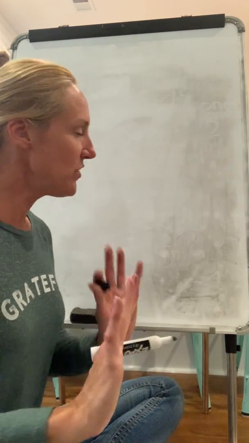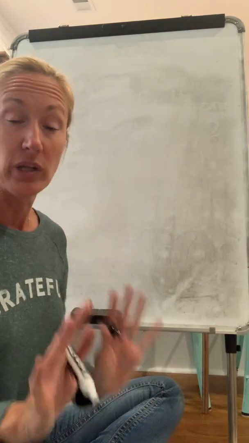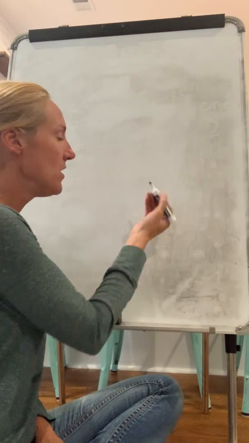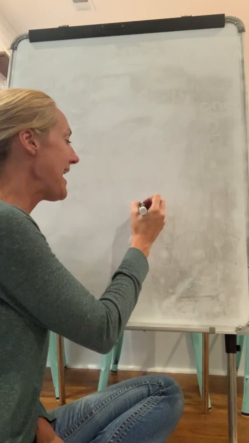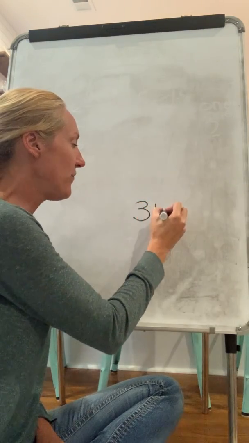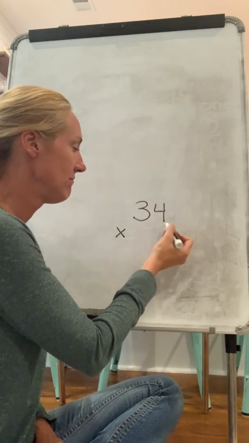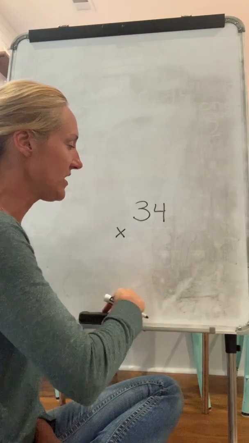If you're ready for it, if you haven't memorized your facts and this hurts your brain, turn the video off. But if you'd like to get a little challenge, and I know we've talked about this a little bit in a small group, practice doing multi-digit multiplication. So if I have 34 times, let's start with 3. Well, let's start with a smaller number. Let's start with 2.